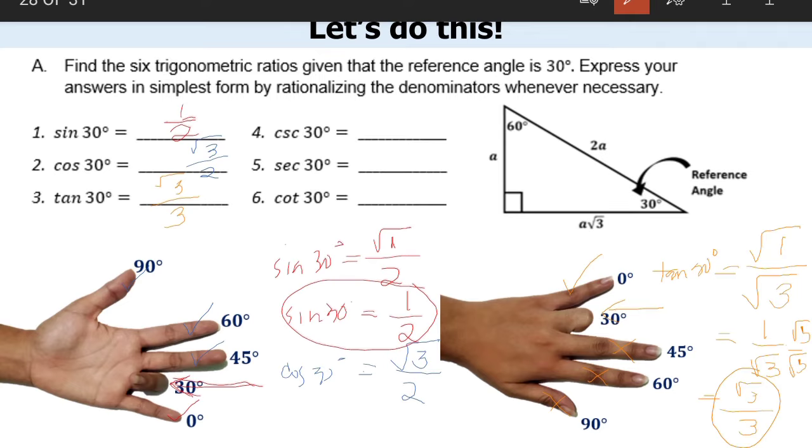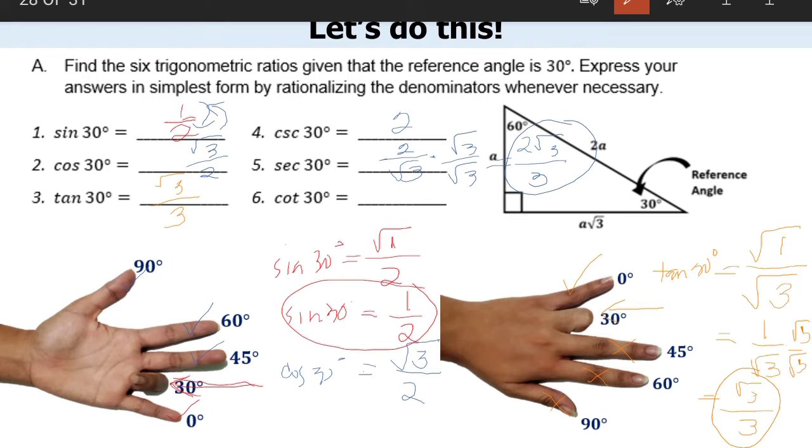So the next thing is you will just interchange the two. Interchange the numerator and the denominator. So the reciprocal of 1/2 is 2. So your cosecant 30 degrees is 2. How about the reciprocal of square root of 3 over 2? That is 2 over square root of 3. And if you will rationalize this, you will multiply the numerator and the denominator by square root of 3. So we have 2 square root of 3 over 3. So this is now the value of secant 30 degrees.